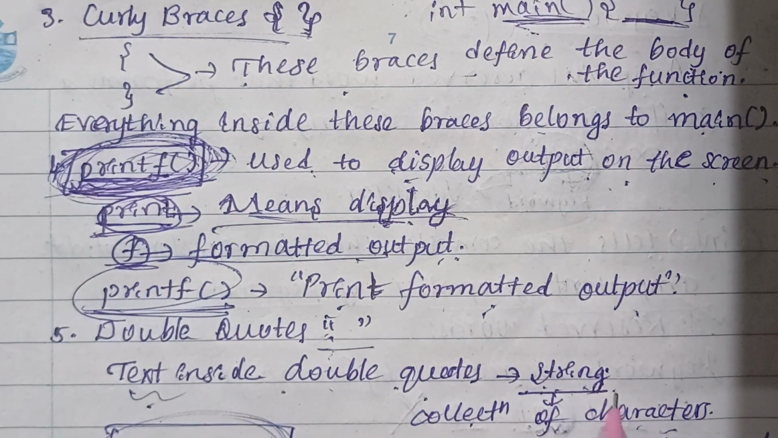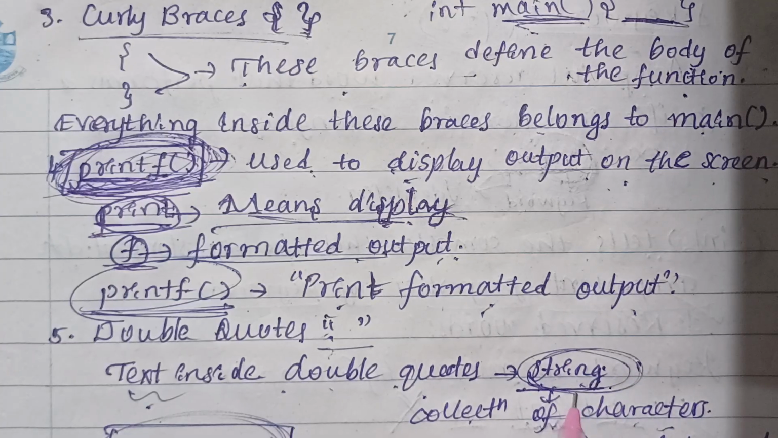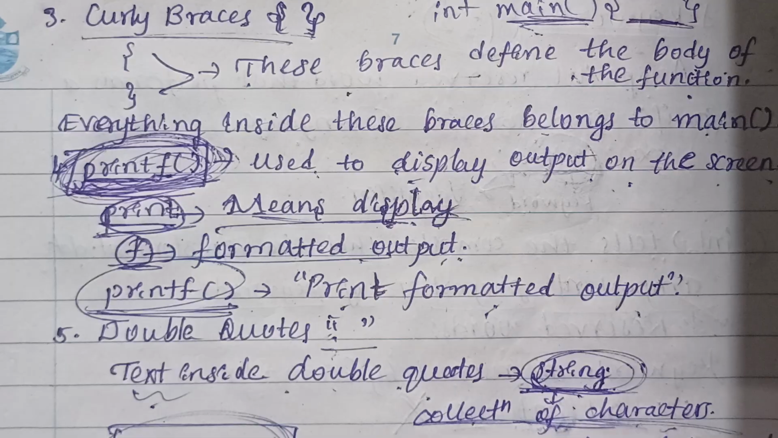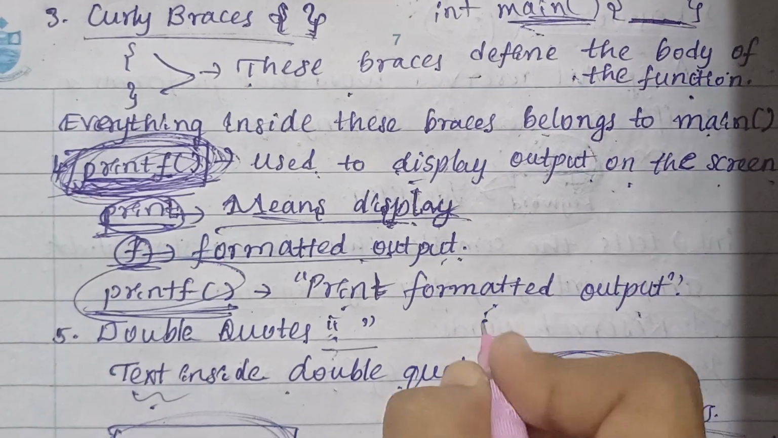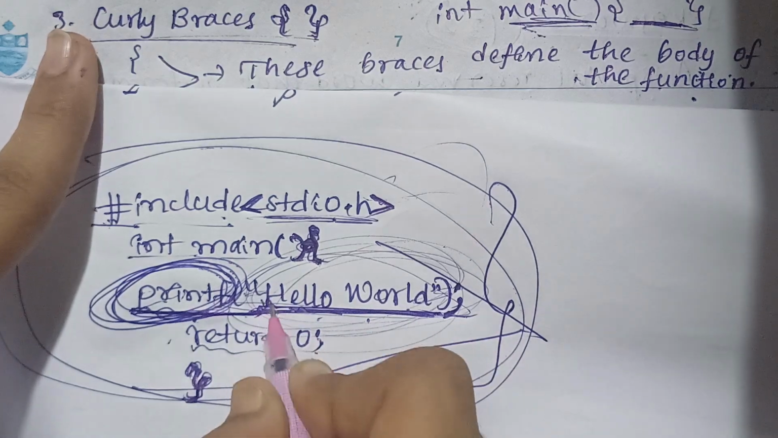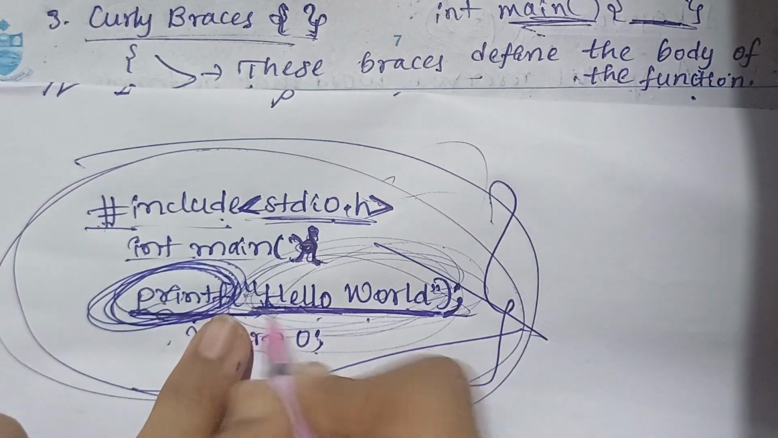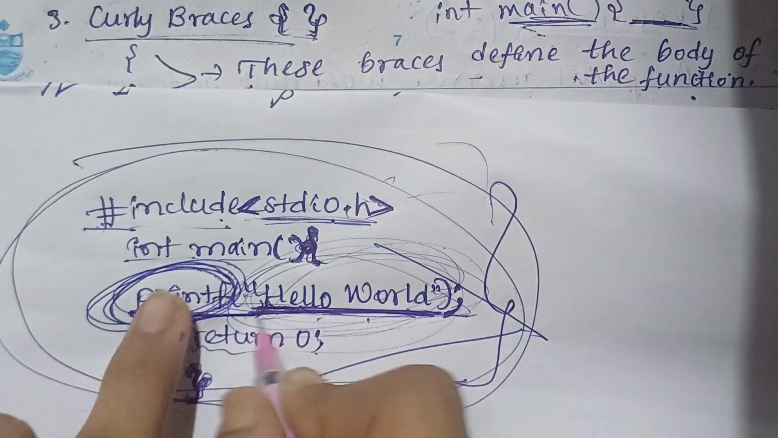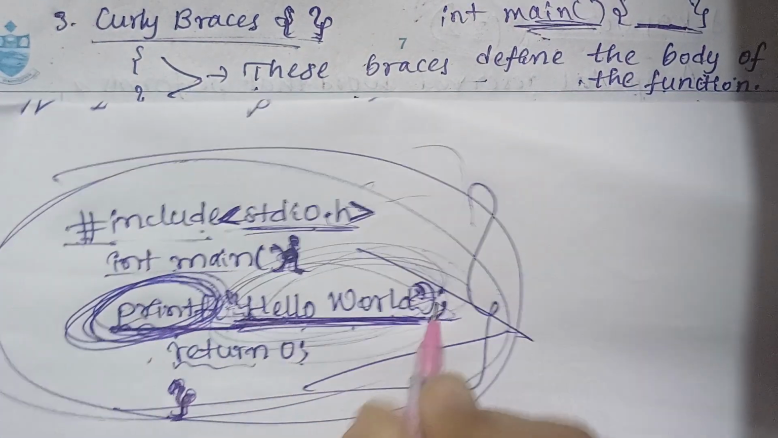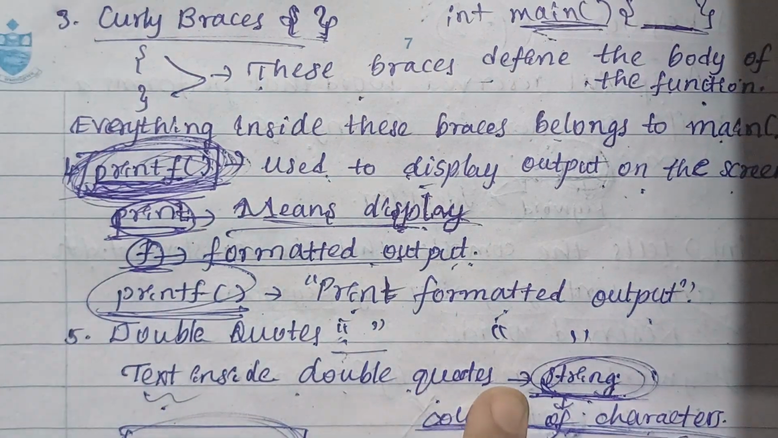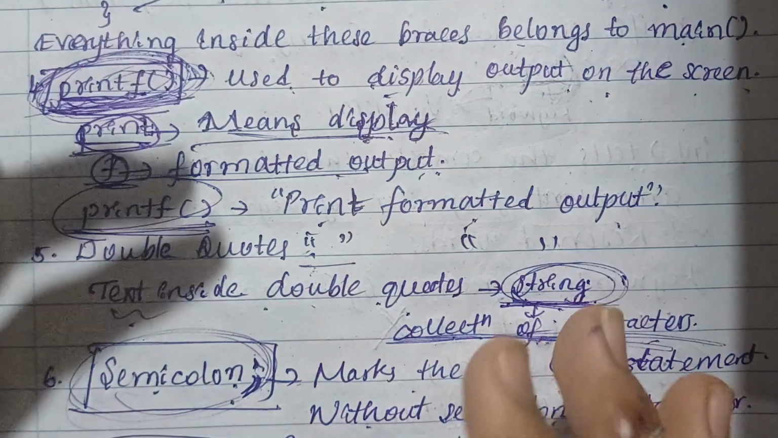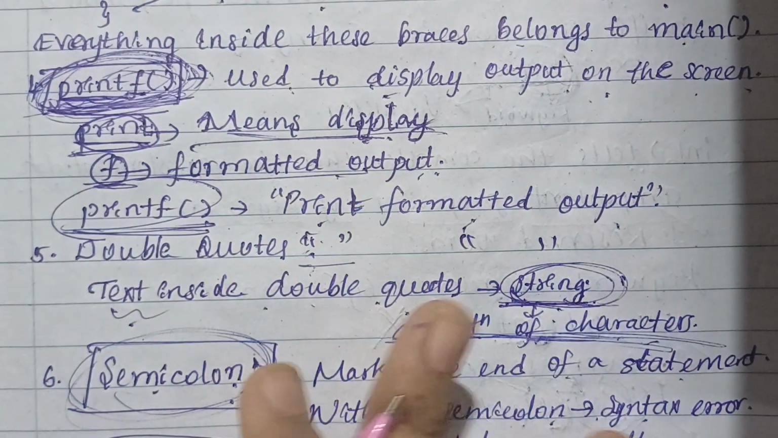You'll be learning strings in detail later. For now, just remember, a string is nothing but a collection of characters. For such things, we must include double quotes. Since hello world is a collection of many letters, you have to write it within double quotes. That is why double quotes are used. Text inside double quotes is of string data type. A string is nothing but a collection of characters, so for such a type, you have to use double quotes.